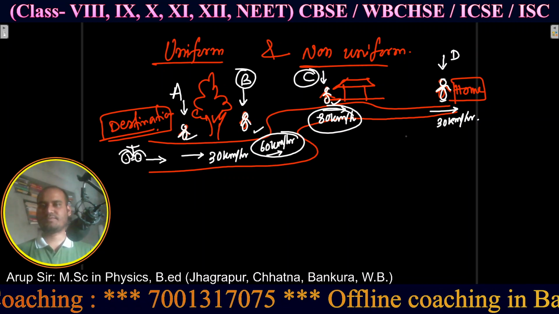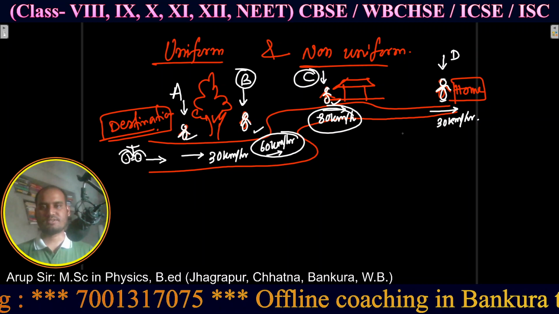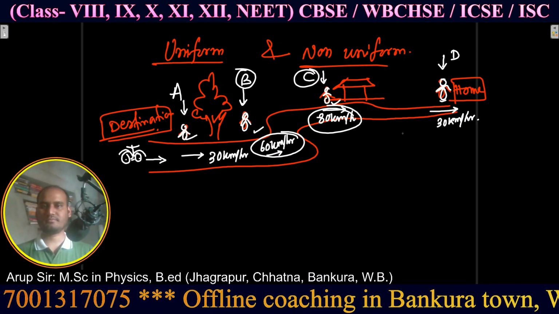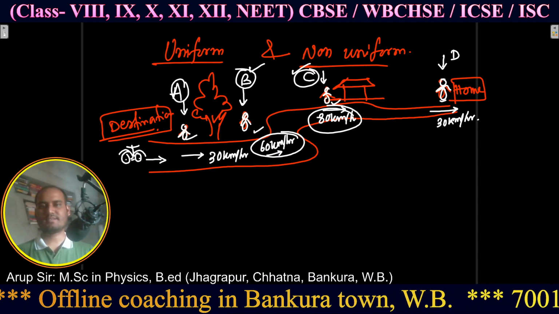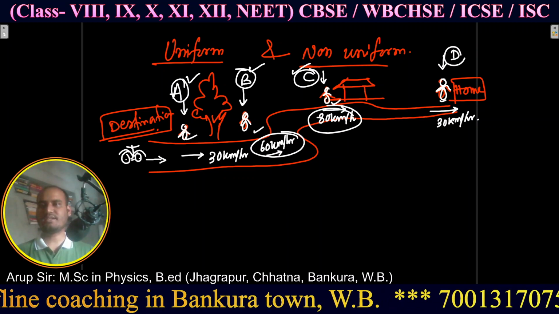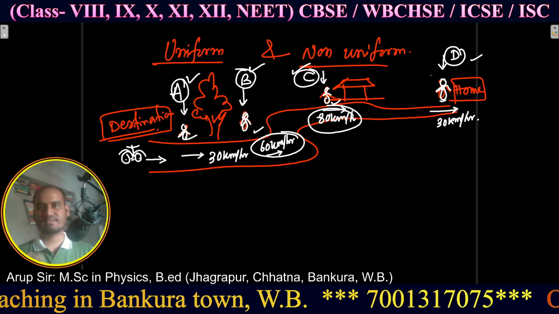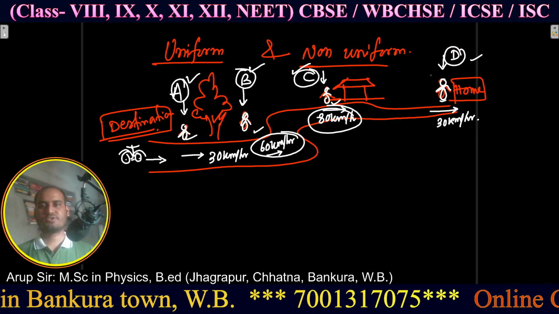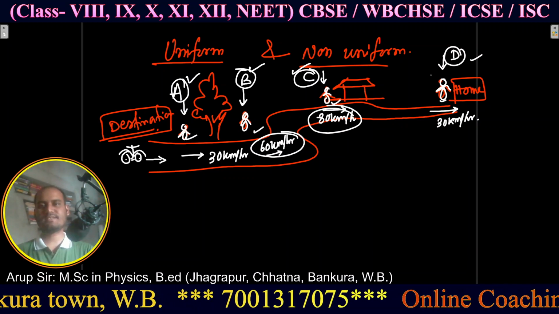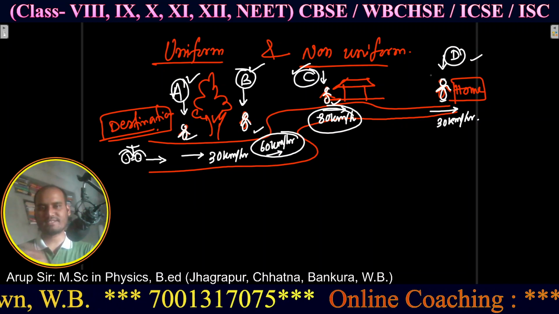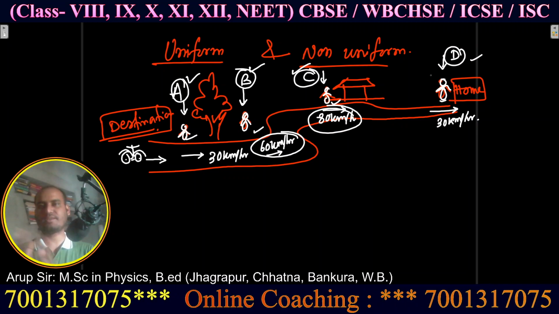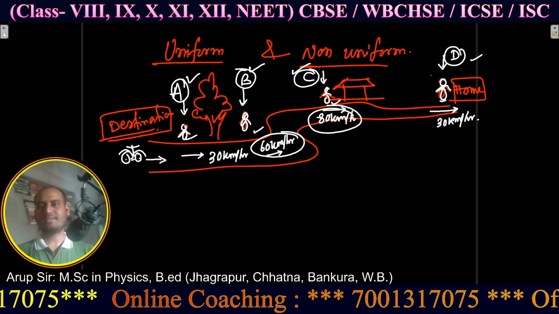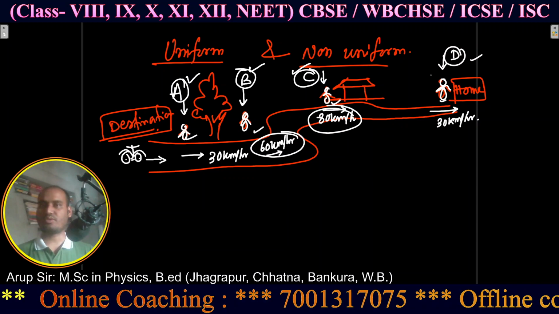So his father got informed about these things. B is saying something, C is saying something, A is saying something, and D is saying something. So there are different speeds at different places, which means his speed is not constant.